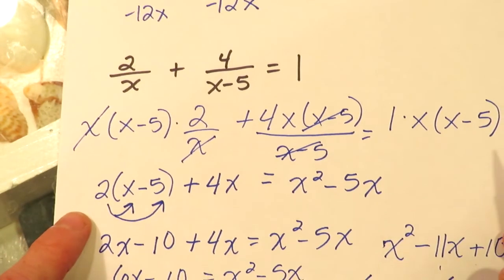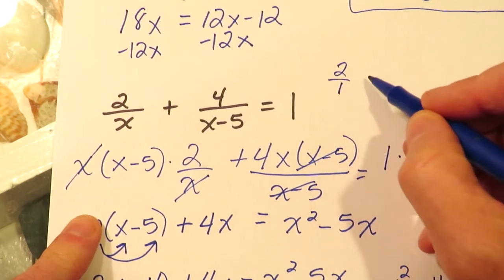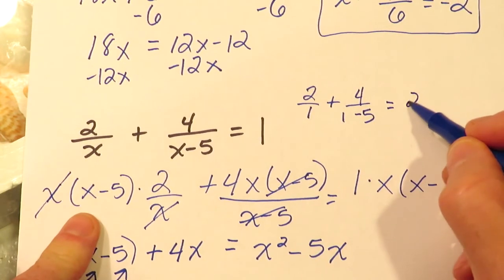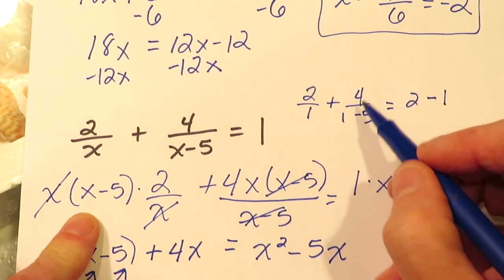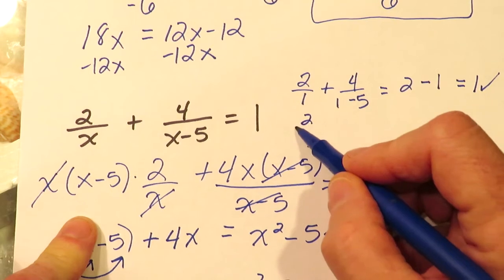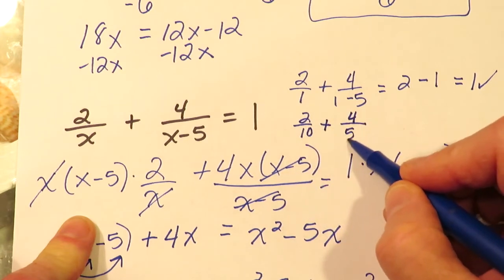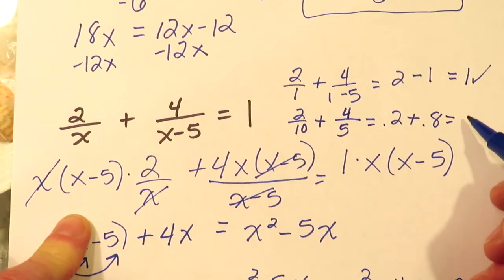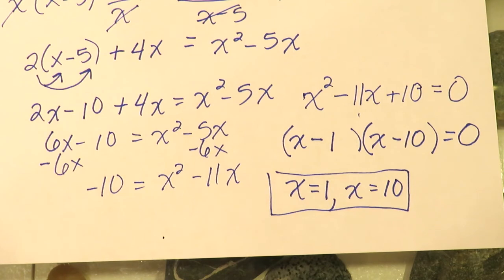And so if I went back to my original equation and I wanted to check my answer, you'd want to check both of those. So 2 over 1 plus 4 over 1 minus 5 would equal 2 minus 1, because 1 minus 5 is negative 4, and 4 divided by negative 4 would be negative 1, and that equals 1. So check. And then if I plug 10 in, because that was my other solution, 2 tenths plus 4 over 10 minus 5 is 5, and 2 tenths is 0.2, and 4 fifths is 0.8, and 0.2 plus 0.8 is 1. So both of my answers check. And so again, the solutions were 1 and 10.